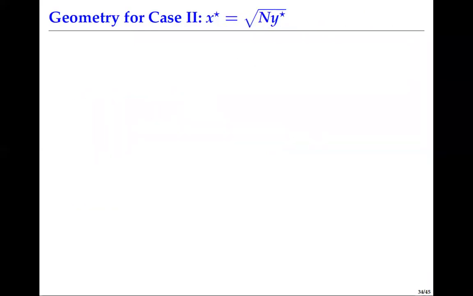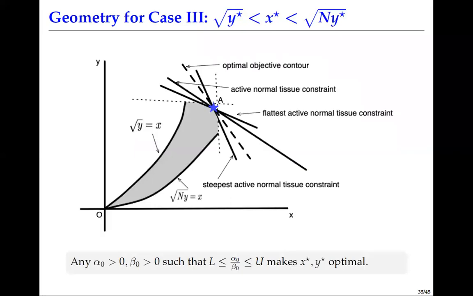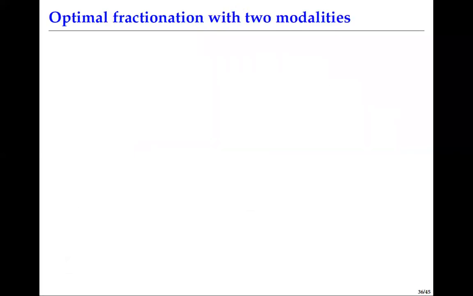Okay, so with that, I am for now done with my discussion of optimal fractionation with a single modality. And to quickly recap, I was able to show that the problem can be solved exactly for multiple normal tissues with a single modality. And I was also able to show how to solve the problem exactly, in particular in the robust case and the inverse case.